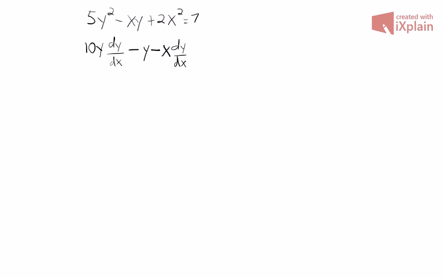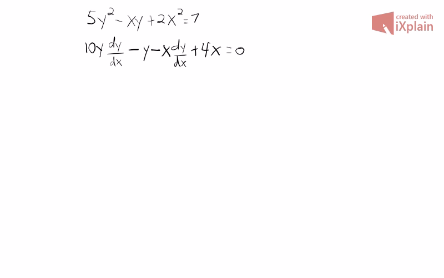And then last, for the left side, plus the derivative of 2x squared. Multiply the 2 in front. 2 times 2 is 4. Decrease the exponent to now just an x. And then that equals, on the right-hand side, the derivative of 7 is 0.